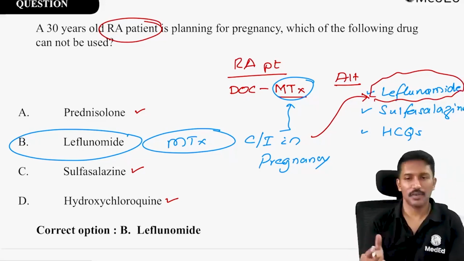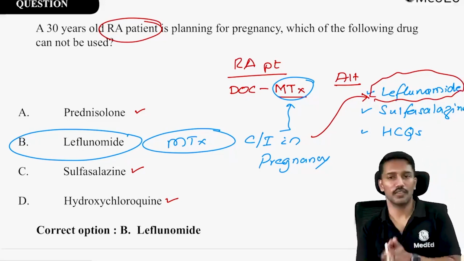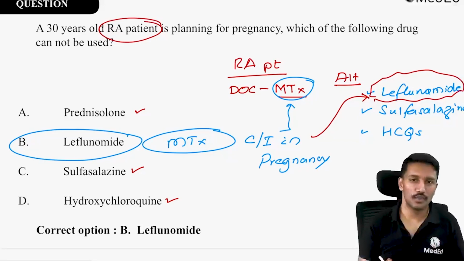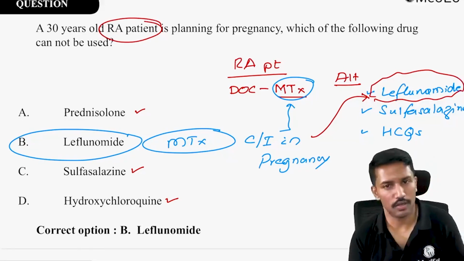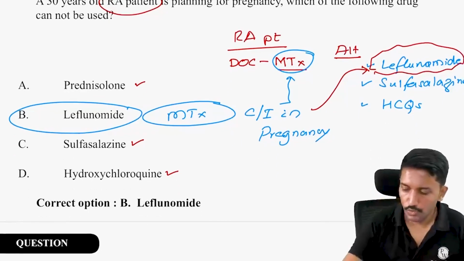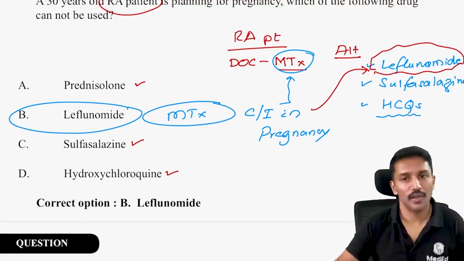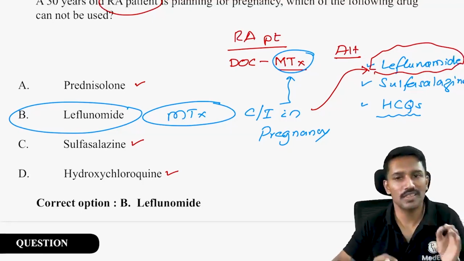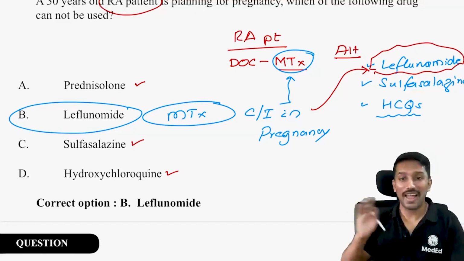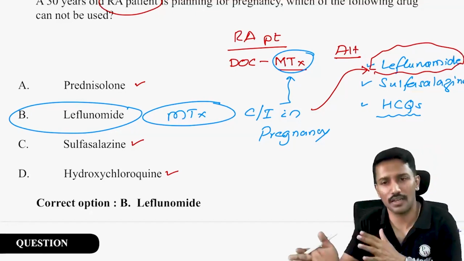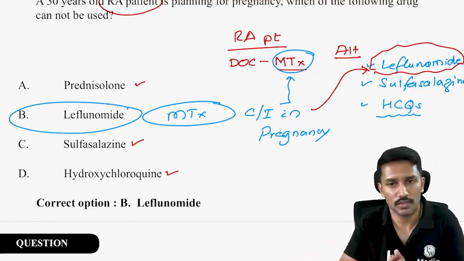Instead of asking this way, they can ask which of the following drugs can be considered in place of methotrexate in a pregnant woman who has rheumatoid arthritis. You have to choose either sulfasalazine or hydroxychloroquine. Before I go forward, let me also tell you that hydroxychloroquine is the first line agent when it comes to SLE, but for rheumatoid arthritis, it is not as effective. So it is considered an alternative. The best drug is still methotrexate.